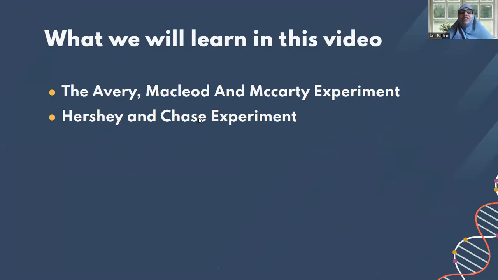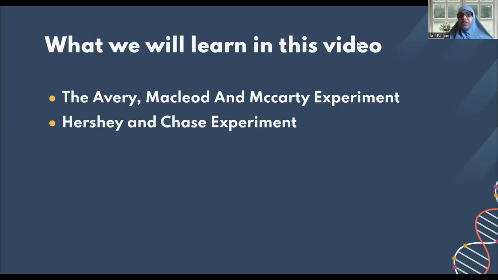Griffith left us with the transforming principle. That is, there was some substance which caused the living R strain, that is a rough strain of Streptococcus pneumoniae, which was not causing pneumonia in the normal case, but when it was mixed with smooth strain, it caused pneumonia. So he gave this principle known as the transforming principle. Some substance from the smooth caused the R to convert into smooth strain, which causes pneumonia.